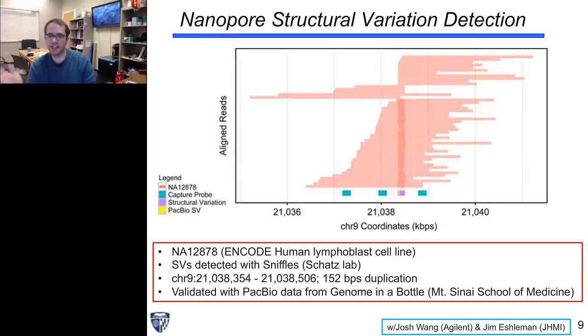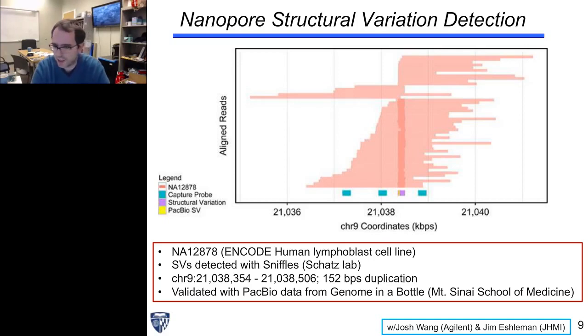So what can we do with this Nanopore data? Well, we can look for structural variations. We can look for areas which are different. So using the NA12878 cell line, we used our Nanopore data, aligned it, or matched up where it lay in the human genome. And then we tried to detect structural variations with a piece of software called Sniffles, which was developed by Mike Schatz's lab, who is of Johns Hopkins and Cold Spring Harbor.